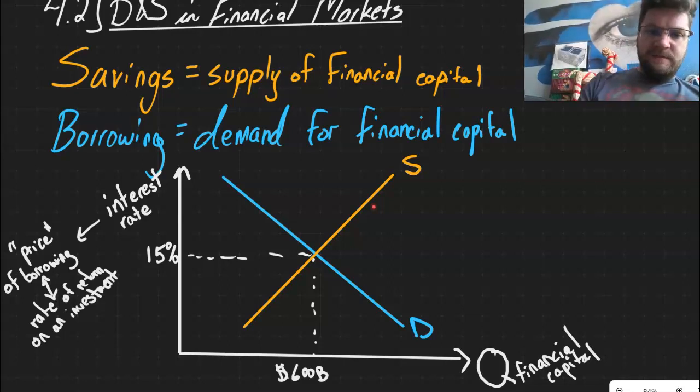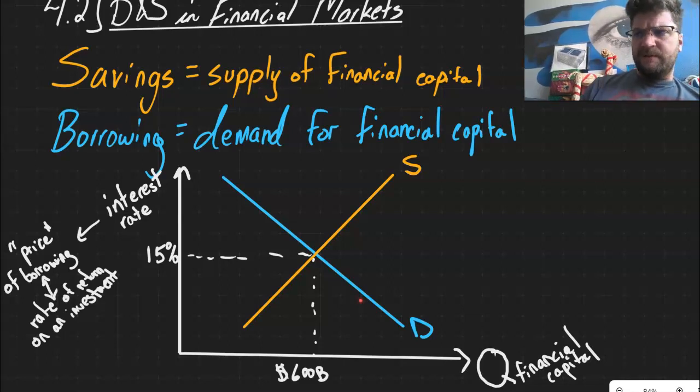Likewise, if the interest rate was too low compared to the current supply and demand, right? If it was at somewhere like 13%, then we would have a demand of 700 billion, whereas we would only have a supply of 510 billion. So there would be a shortage of financial capital here because the interest rate is artificially low compared to the demand and supply factors.